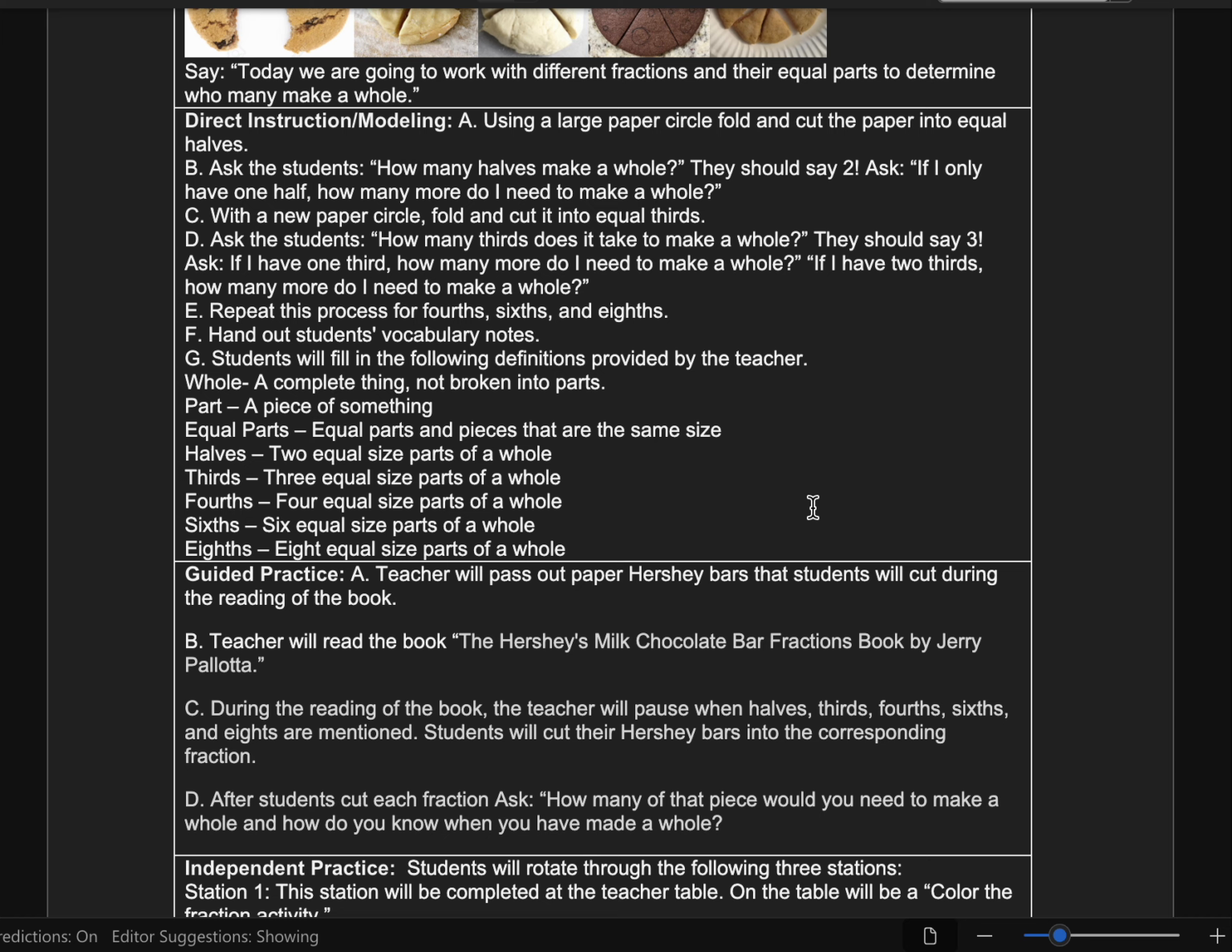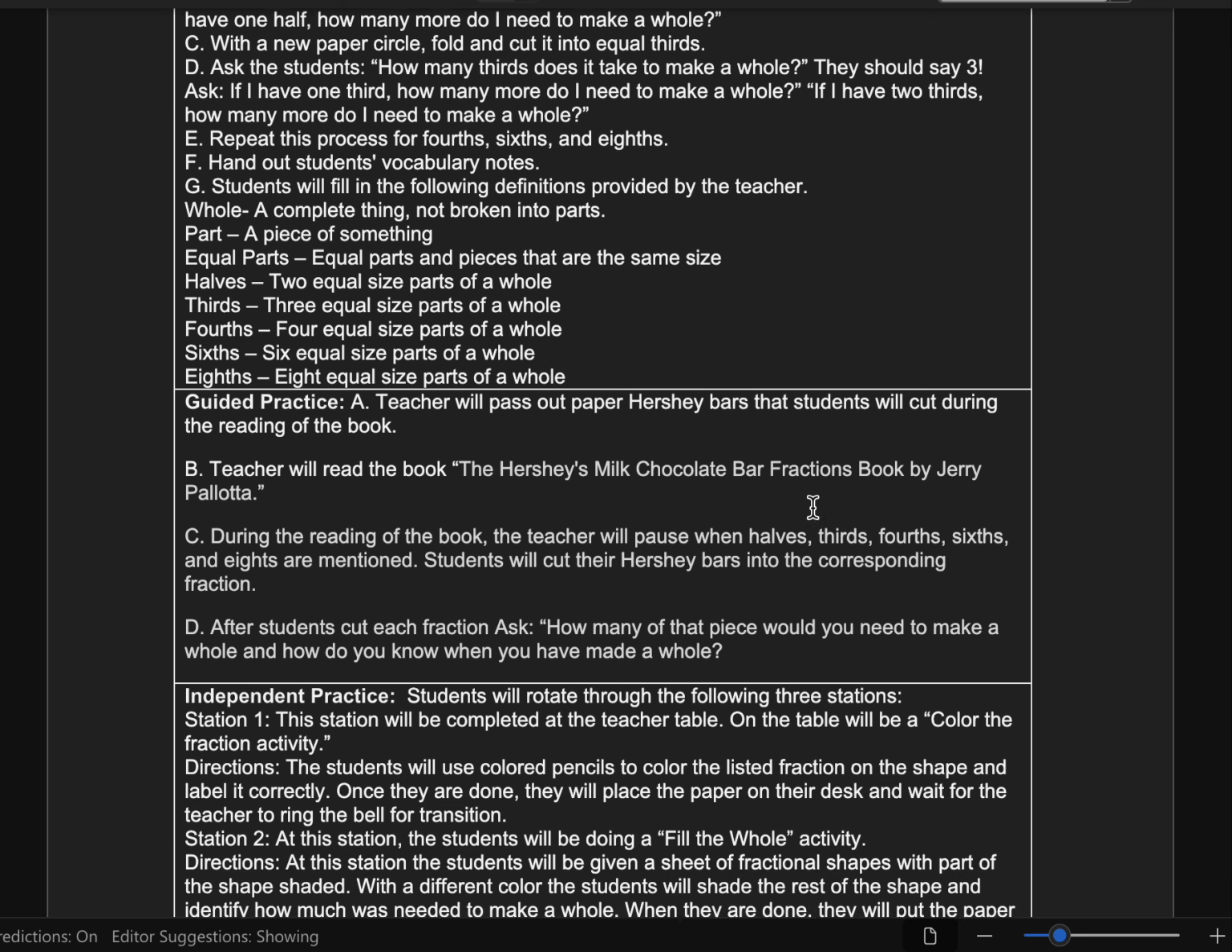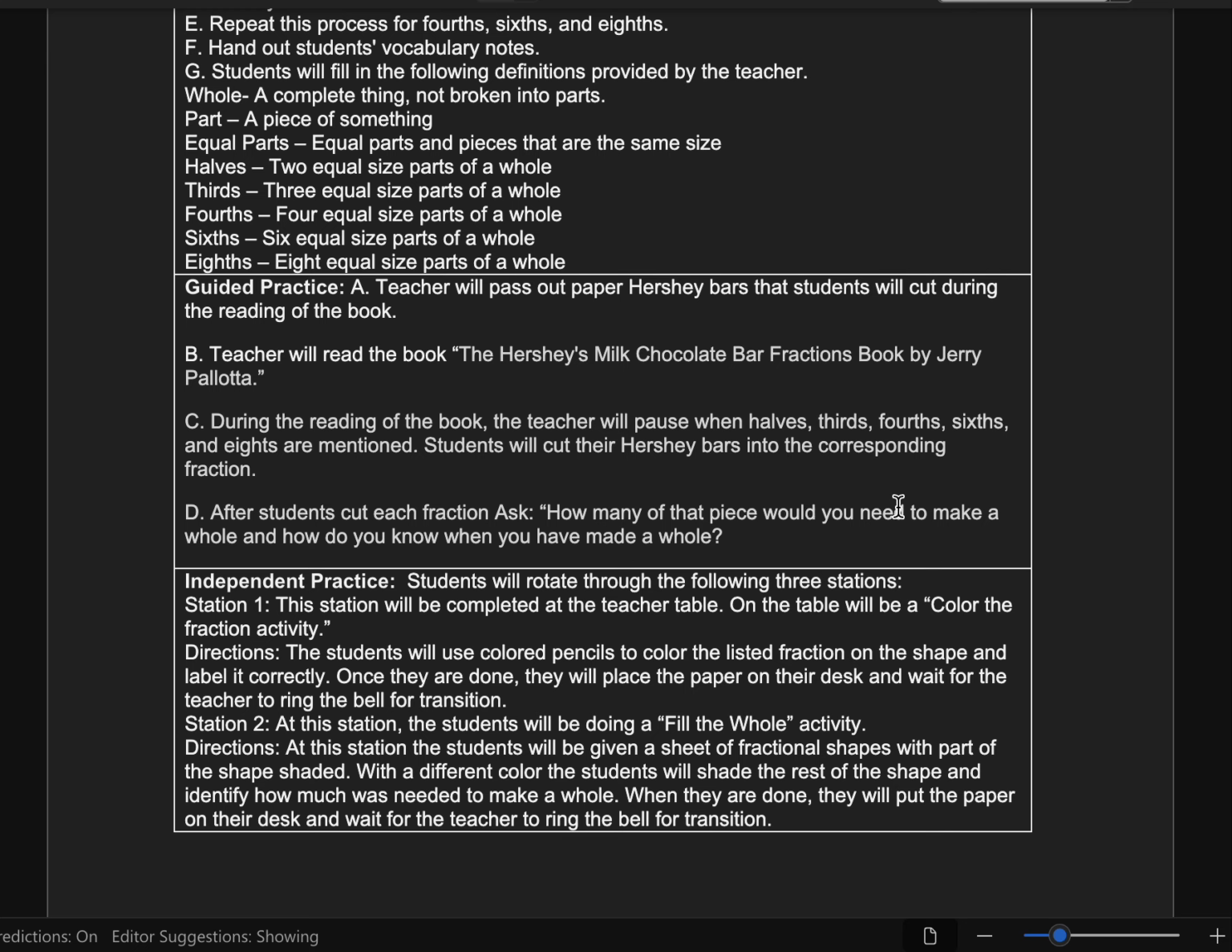And then students will fill out a vocabulary sheet of all of the words to remind them of what they mean, and they can have it to reference back to. For guided practice, the teacher will read the Hershey bar book and give each student Hershey bars that they can cut into different parts. While the teacher reads, she'll instruct them to cut the different fractions as they read along, and then she'll ask them questions afterwards.